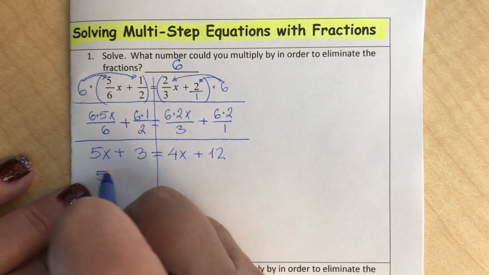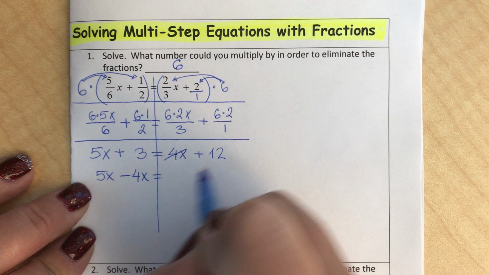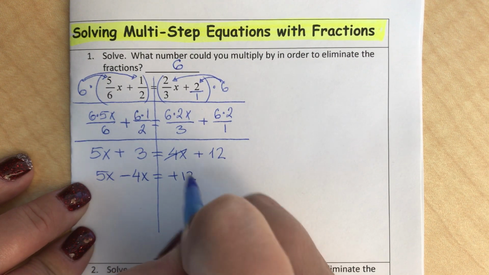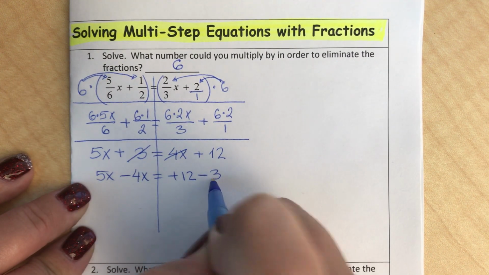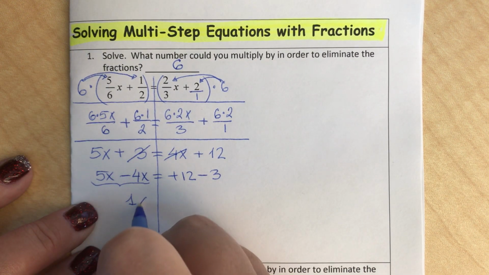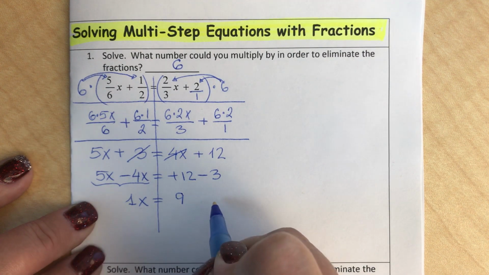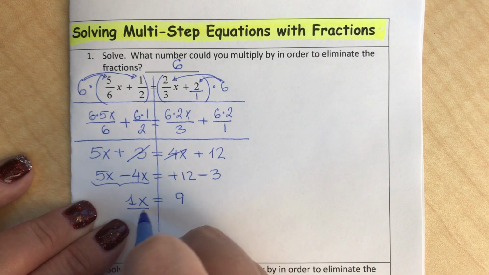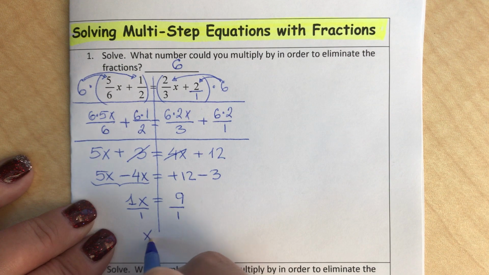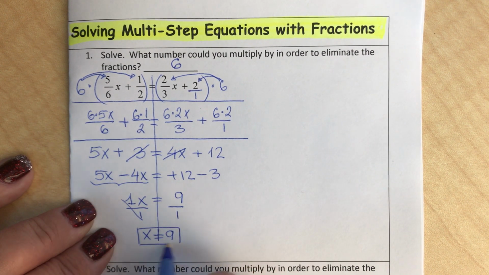From there, we want the variables to be on one side, constants on the other. So I'll keep the 5x here, bring the minus 4x. I'll keep the positive 12, and then bring minus 3 over. Combine the like terms. 1x equals 9. 1x or x equals 9, or I can say divide by 1, and that would be 9 for the x value.